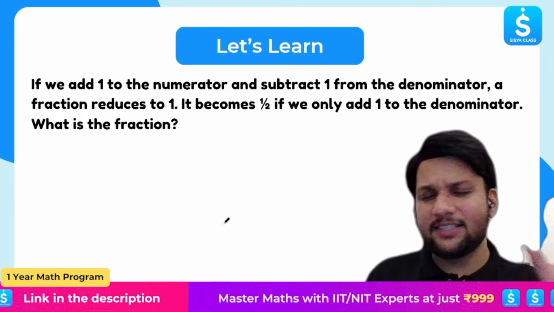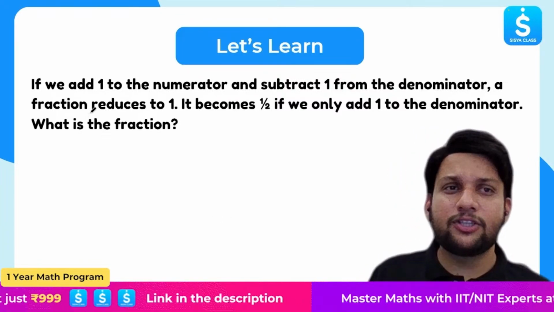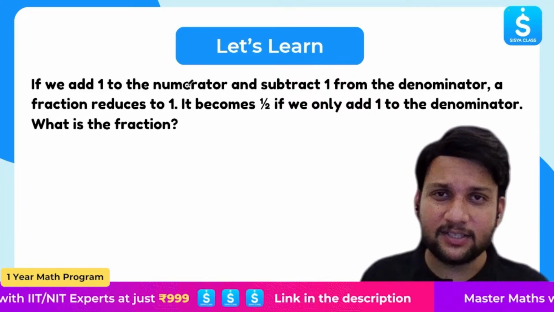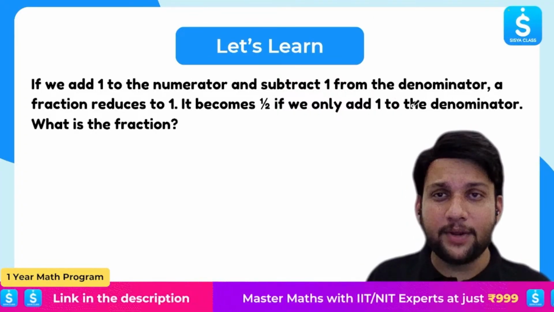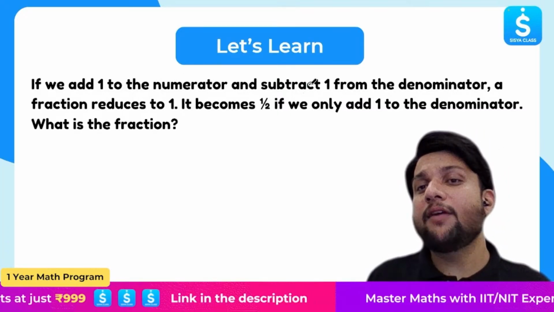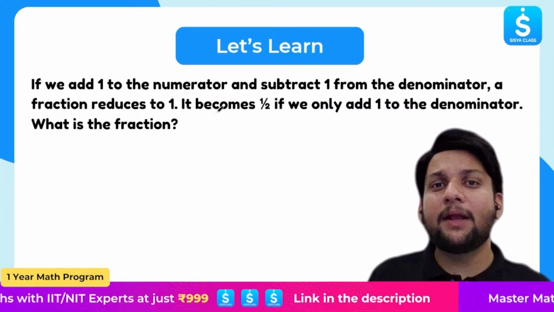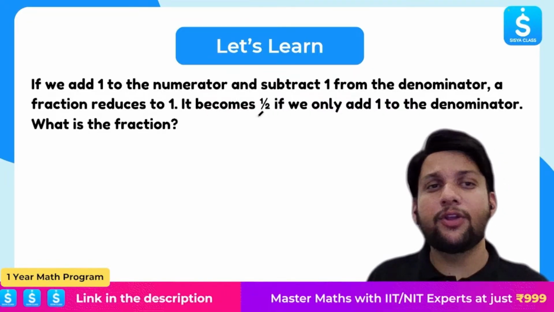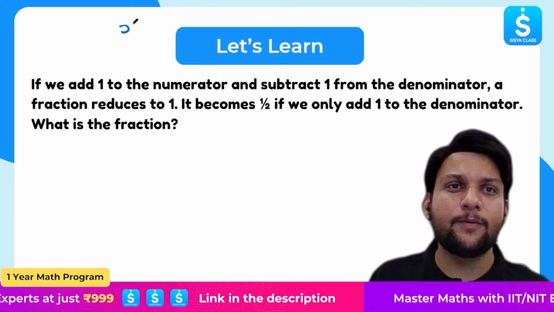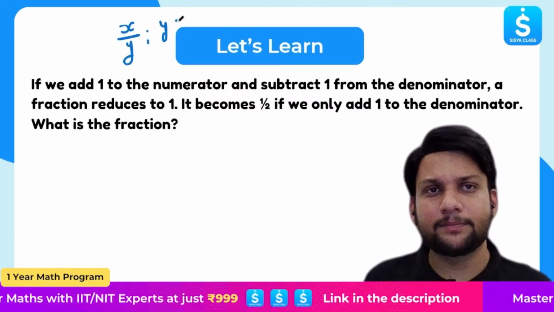Let's do this question, and this is a good question. Whatever we are going to do from now onwards are very good questions. What is the question? If we add 1 to the numerator, and subtract 1 from the denominator, a fraction reduces to 1. It becomes half if we only add 1 to the denominator. We have to find what the fraction is. I don't know what the fraction is. I will assume the fraction to be x by y. Of course, y is not equal to 0.